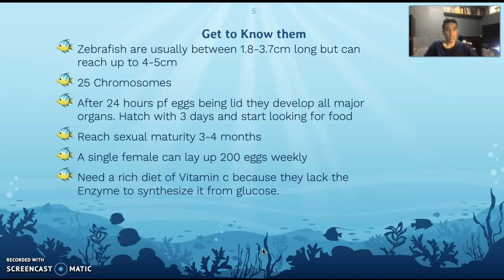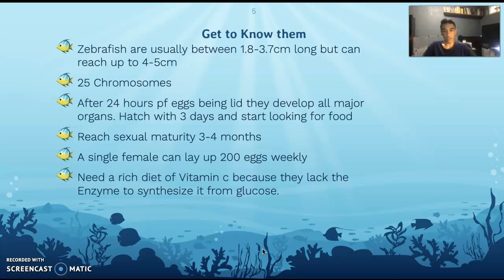Zebrafish are usually between 1.8 to 3.7 centimeters long, but they can reach up to 4 to 5 centimeters long. They have 25 chromosomes and they reproduce super fast. After 24 hours of eggs being laid, they develop all of their organs, and after 3 days, they come out of the egg and start looking for food. And then 3 to 4 months later, they reach sexual maturity.